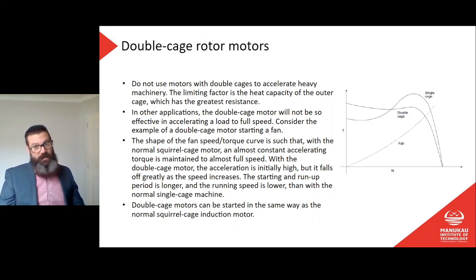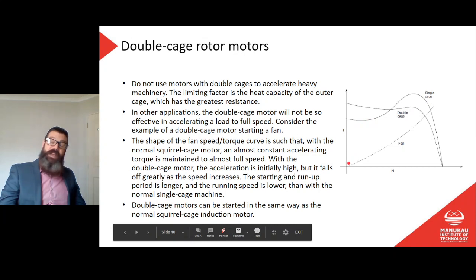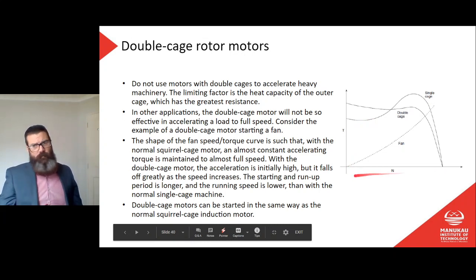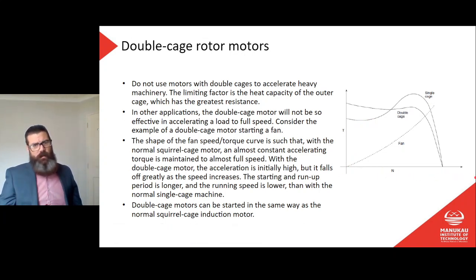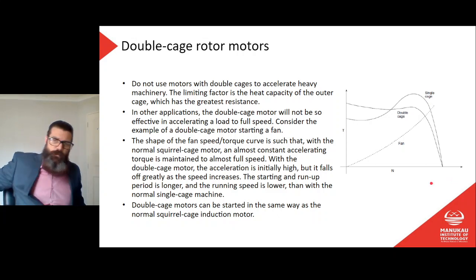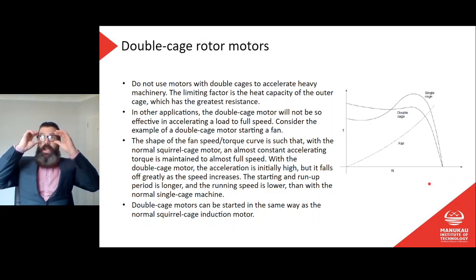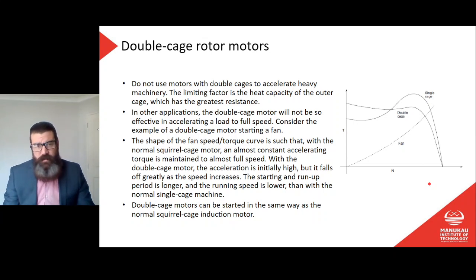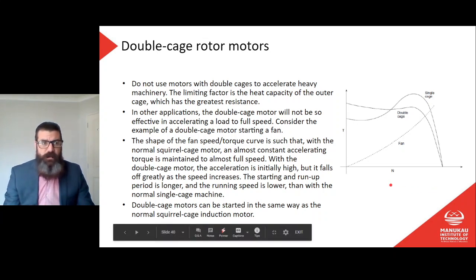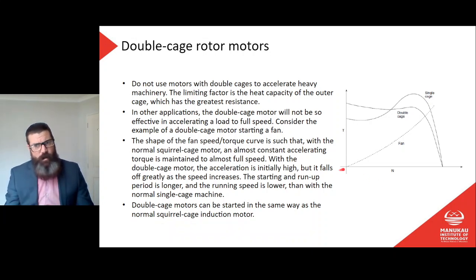Double cage motors can be started in the same way as normal squirrel cage induction motors. Remember, I think we talked about this when we talked about single phase motors, that the fan speed changes the load, because the load on a fan is the air that it's moving. So the slower the fan speed, the lower the load. As the fan gets up to speed, the load will be greater and therefore will require more torque.